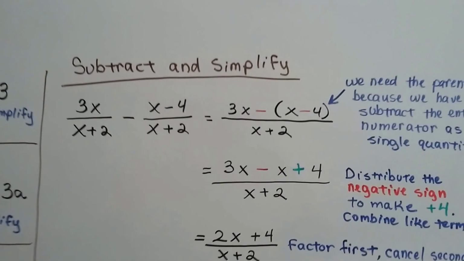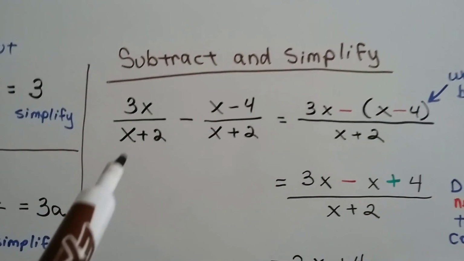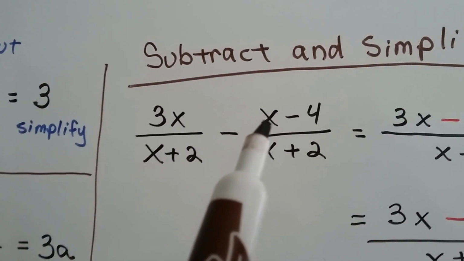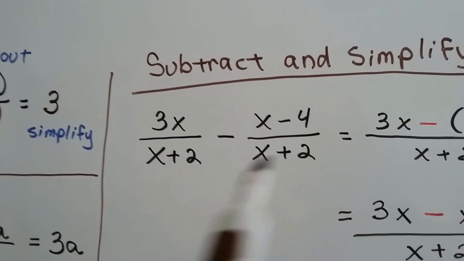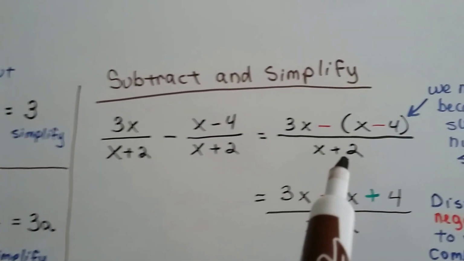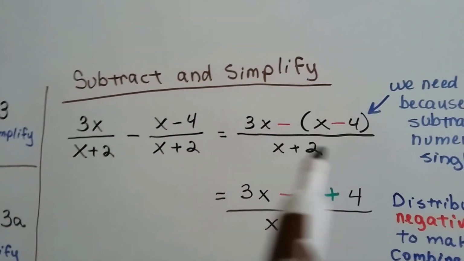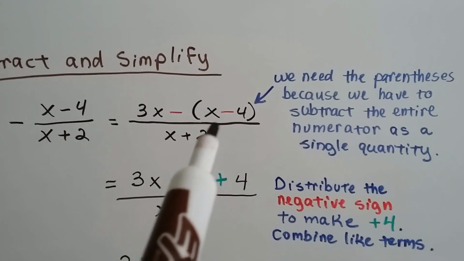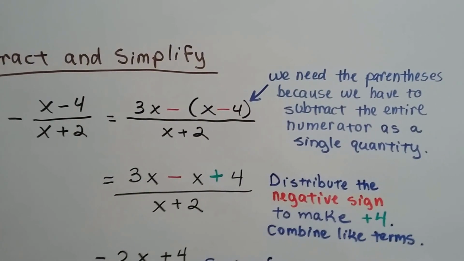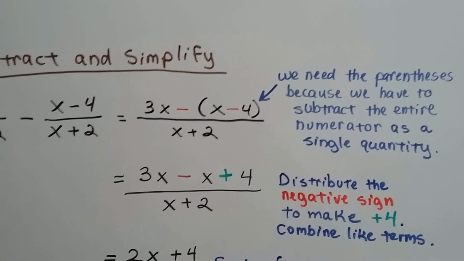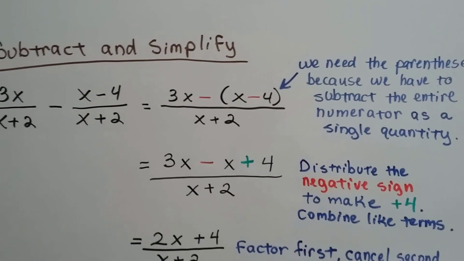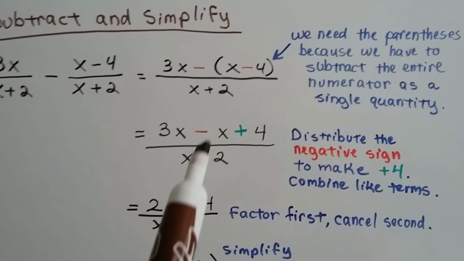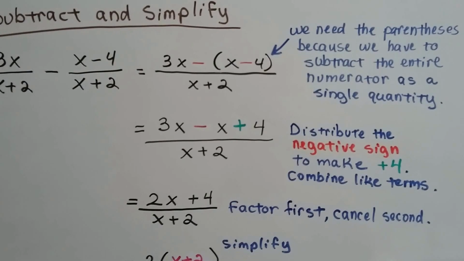Now let's try subtracting and simplifying, okay? So now we've got 3x over x plus 2, and we're going to take away x minus 4 over x plus 2. We have the same denominator, all right? So we're going to slide that over here, put our big fraction bar, and we've got 3x minus x minus 4, and we need parentheses around this x minus 4 because we have to subtract the entire numerator as a single quantity, all right? What happens is we distribute this negative sign, and it makes this a positive.